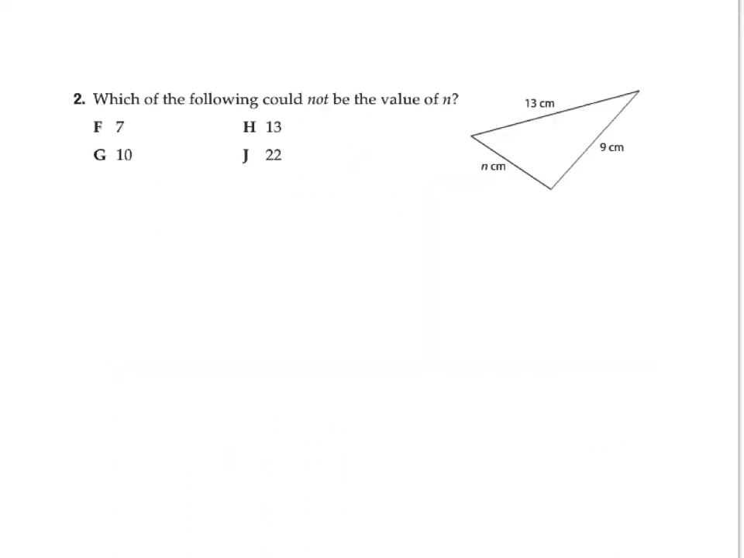Which of the following could not be a value of n? I'll give you a second. Okay, the correct answer is J, and let's figure out why. Why can't n be J?